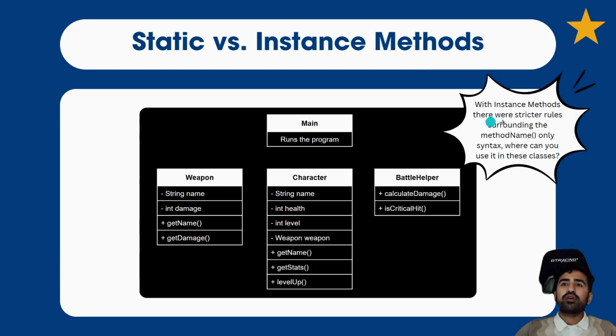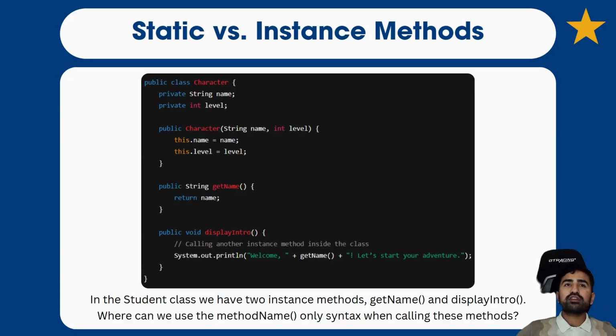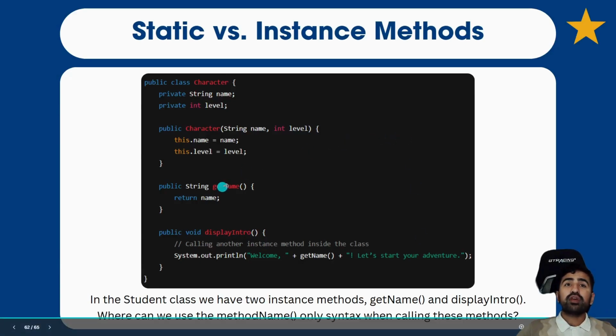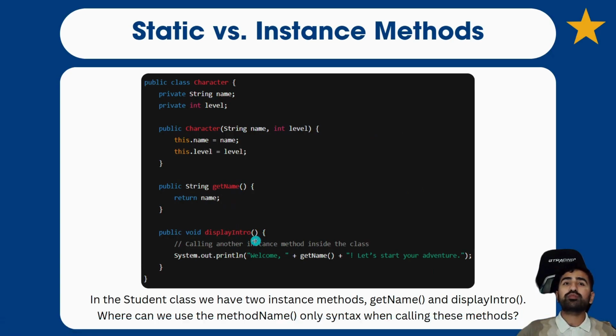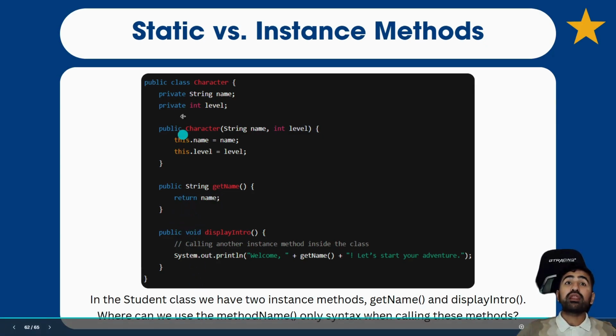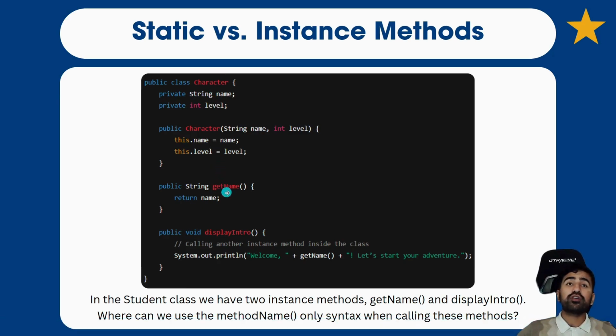So with instance methods, there are stricter rules surrounding the method-name-only syntax. Where can you use it in these classes? Let's take a look at an example. Here we have our Character class, and then we have two methods: a new one called displayIntro, just for this example, and getName, back from our actual class design. So getName and displayIntro are instance methods. How do I know? Because they don't have static on them, so by default they are instance methods. That means they rely on Character objects. So usually if I'm going to call getName somewhere else in my code, I actually need to do the object name dot getName.